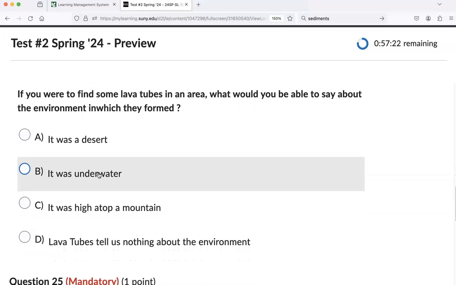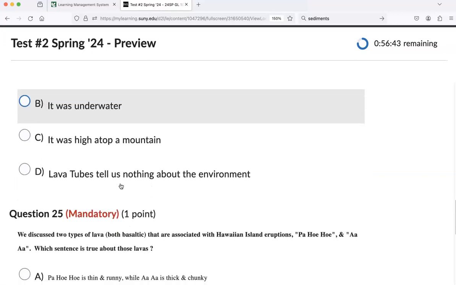Application level multiple choice. If you were able to find some lava tubes in an area, what would you be able to say about the environment in which they formed? Yeah, I keep highlighting the answer. That's totally accidental. I'm sure you knew the answer, but it's weird that I just keep leaving the mouse on there. So remember, lava tubes only form underwater, as far as we know. So when you find some lava tubes that are nowhere near water at the moment, you know that there had to have been water there when they formed. And because igneous rocks are so easy to get an accurate date on, you can really start to reconstruct some environmental stuff. It's cool stuff.